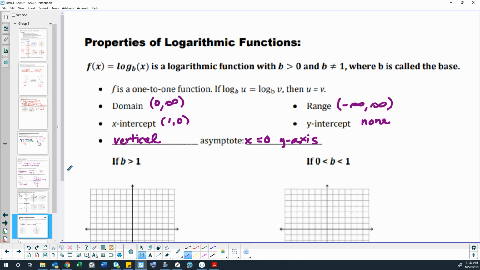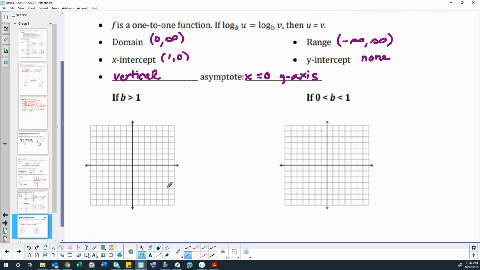So if our base is greater than 1, we get a graph that goes toward the asymptote in the negative direction. But if our base is between 0 and 1, we get a graph that goes toward the asymptote toward positive infinity. So these are just kind of reflections of each other over the x-axis.